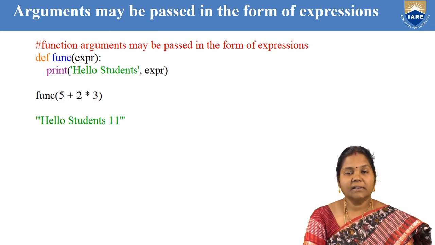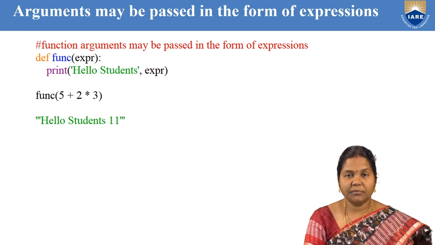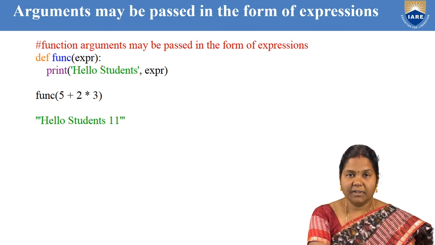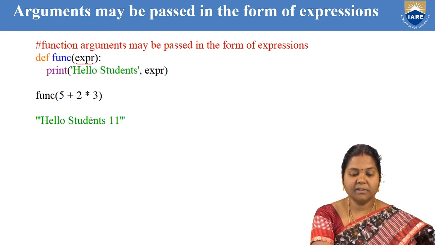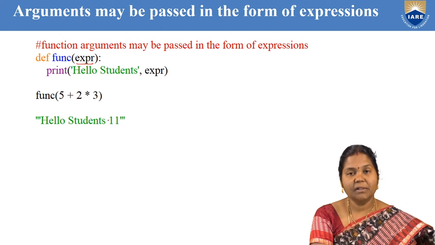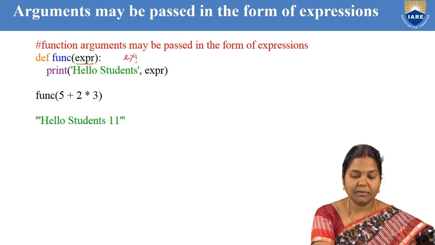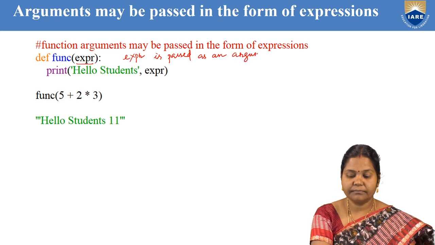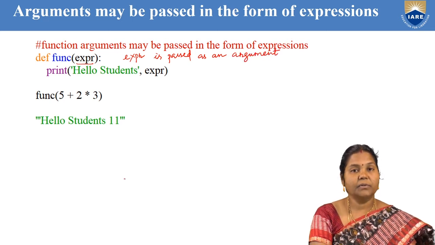Now, let us see one more example where the argument passed to a function can be a simple variable or it can be passed through some expression also. Let us see how to use an expression for passing an argument. Now here is the function definition. To this function, I am passing one expression. This is also allowed in Python. You can pass some expression as an argument to the function.